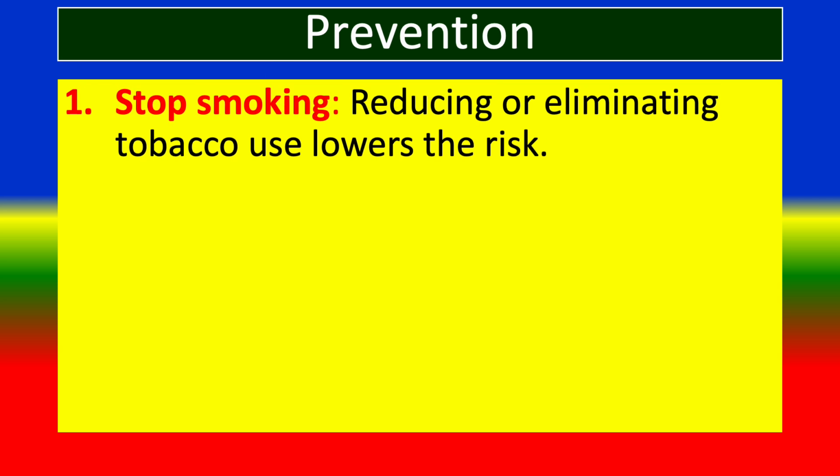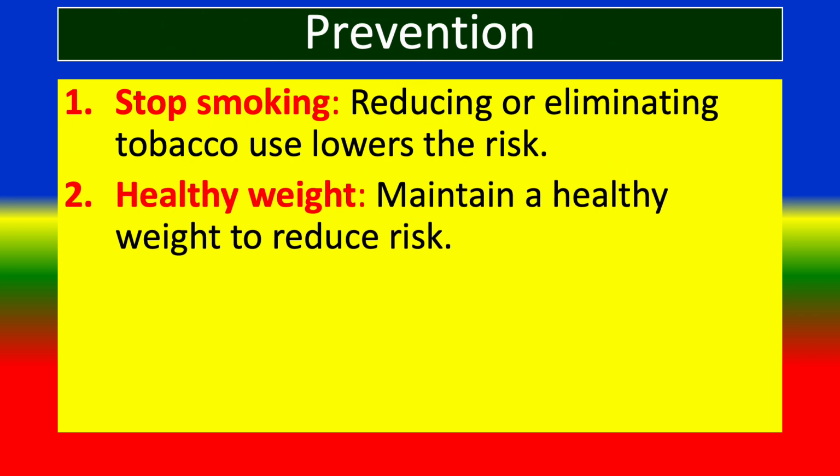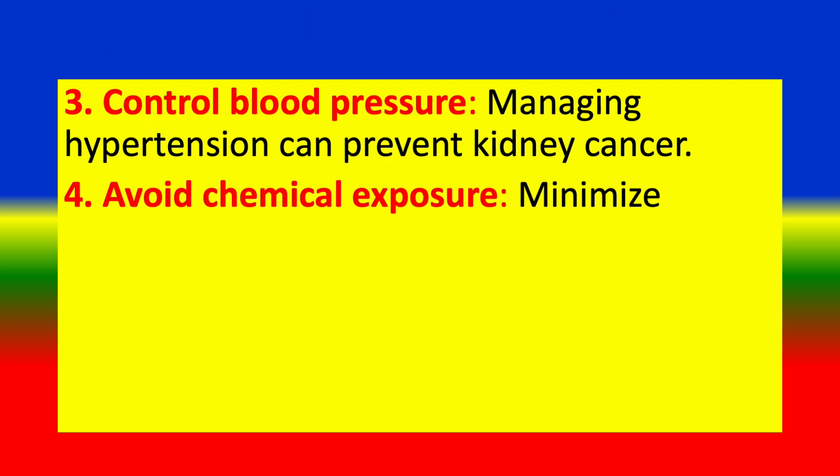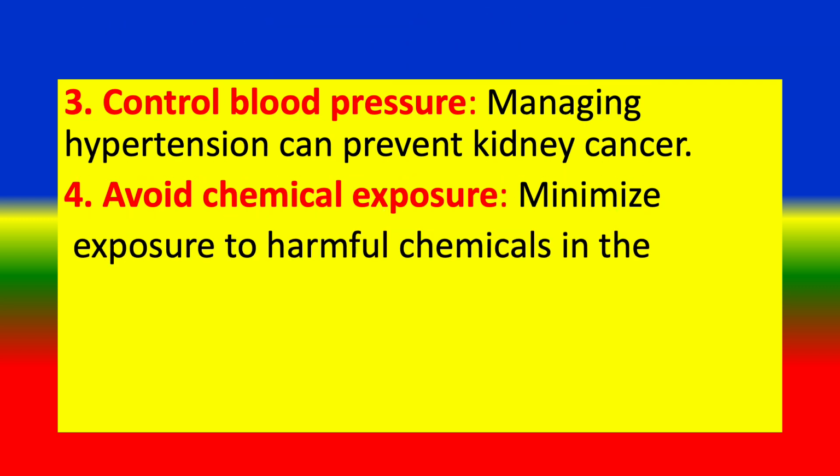Prevention: 1. Stop smoking. Reducing or eliminating tobacco use lowers the risk. 2. Healthy weight: maintain a healthy weight to reduce risk. 3. Control blood pressure. Managing hypertension can help prevent kidney cancer. 4. Avoid chemical exposure. Minimize exposure to harmful chemicals in the workplace.